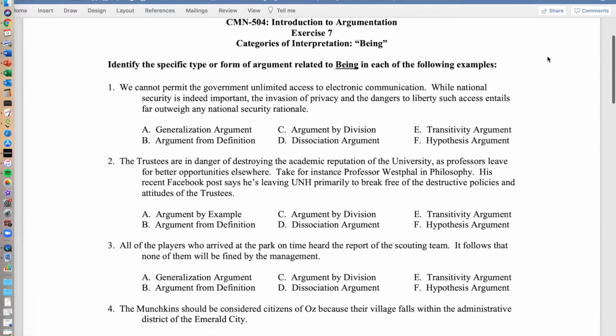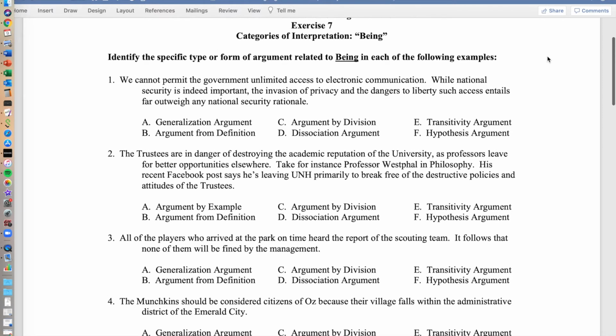So number 1, we cannot permit the government unlimited access to electronic communication. While national security is indeed important, the invasion of privacy and the dangers to liberty such access entails far outweigh any national security rationale. So we do have an argument, obviously, and the first statement is the claim: we cannot permit government unlimited access to electronic communication, which means the evidence statement is the second one here.